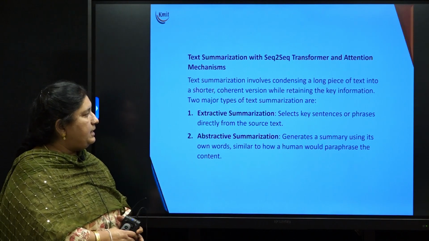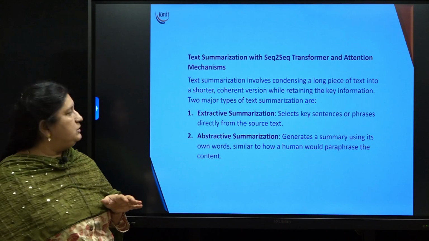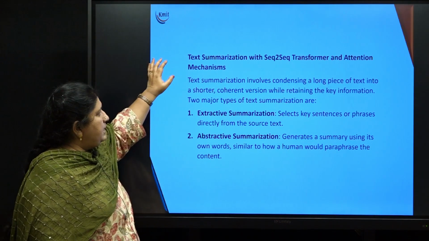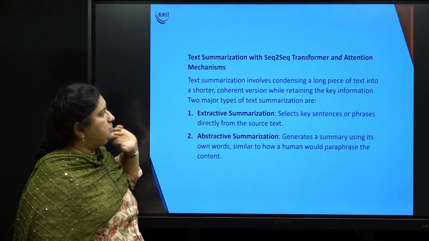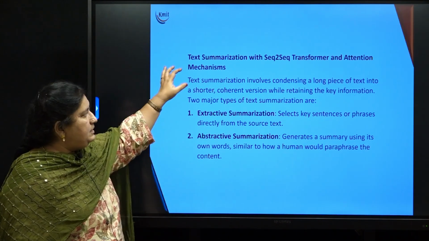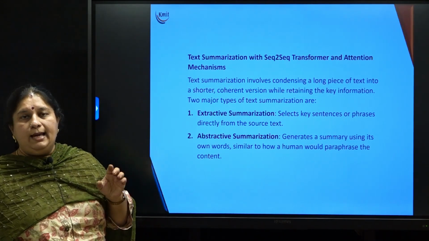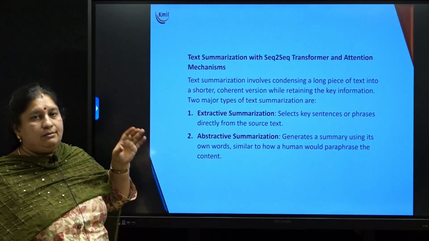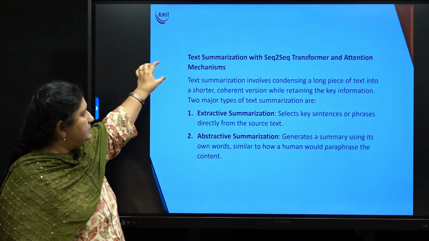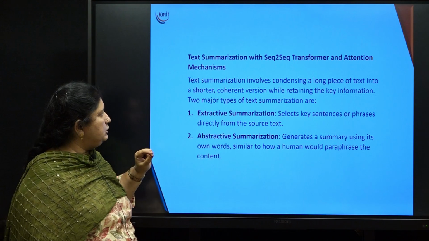And text summarization, this is another application which we have already seen with GPT-2. Text summarization with sequence to sequence transformer and attention mechanisms. We have seen this with the GPT-2 model, which uses the attention mechanism and takes the prompt.